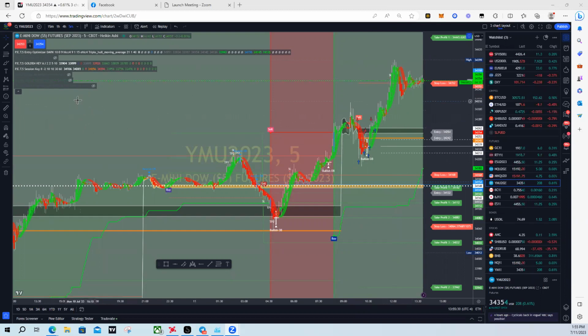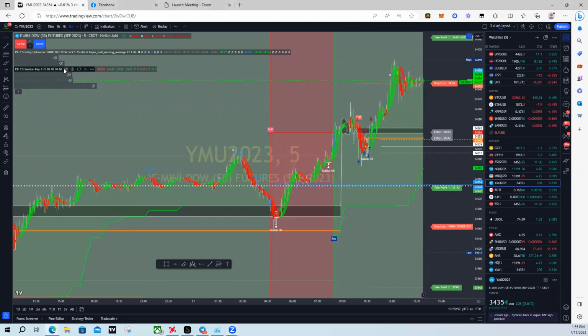Now, you should have access to our top three tools, which is the entry optimizer, which is what you see, the gold, red background. If it's a green background, we're in buyer's territory. If it's a red background, we're in seller's territory. Real easy to follow. It also will give you an entry, take profit 1, 2, and 3, and a stop loss for every single tool. Each tool does stand alone.